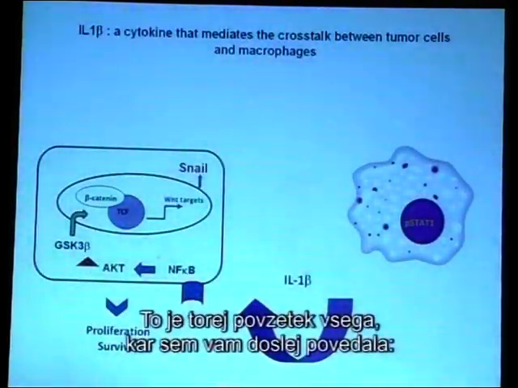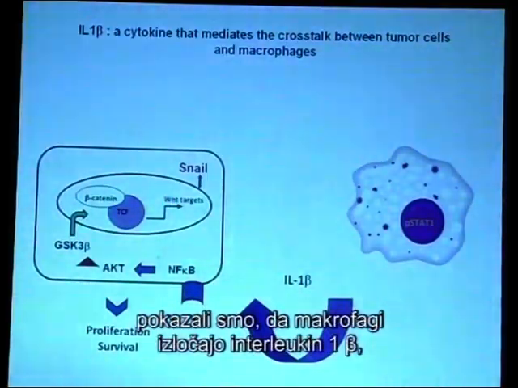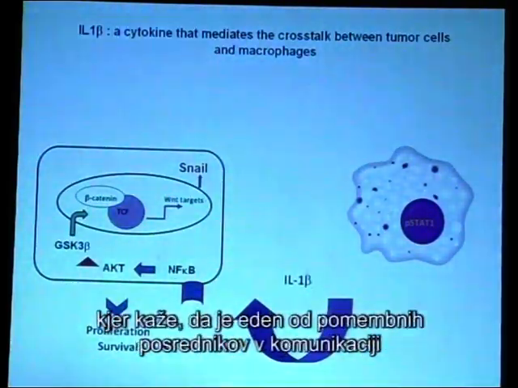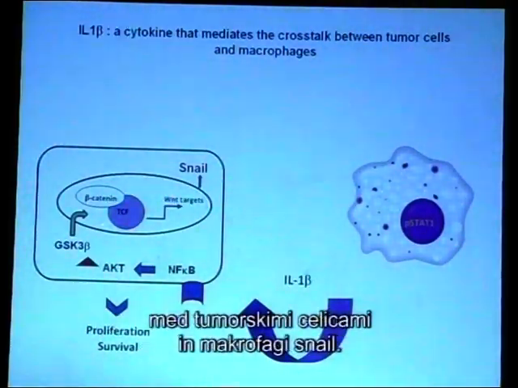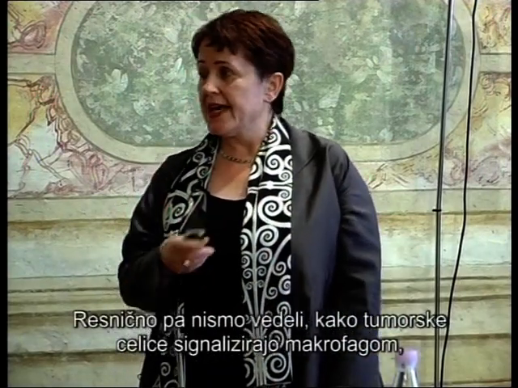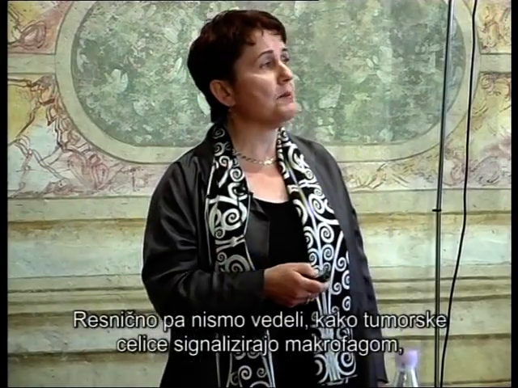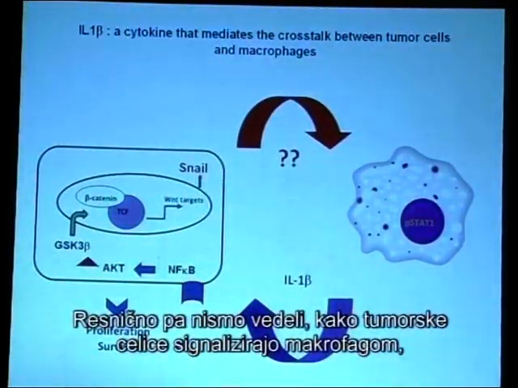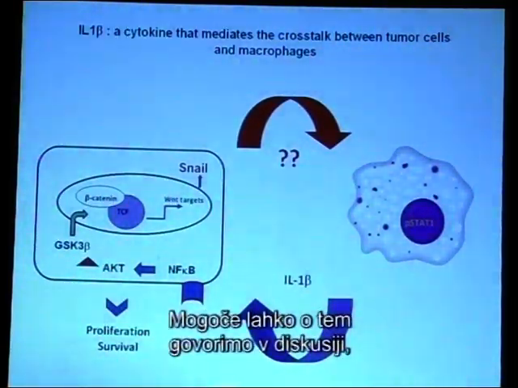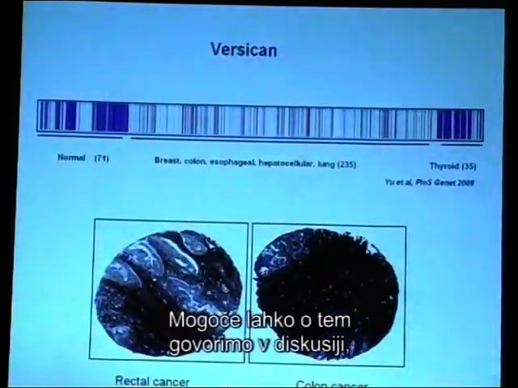So this is a summary of what I've told you thus far. We showed that macrophages secrete interleukin-1 beta, which in an NF-kappa B dependent manner promotes Wnt signaling, and that one of the important mediators between macrophages and tumor cells appears to be SNAIL. What we really didn't know is how tumor cells signal to macrophages for the IL-1 beta response. And maybe we can talk about that in discussion.